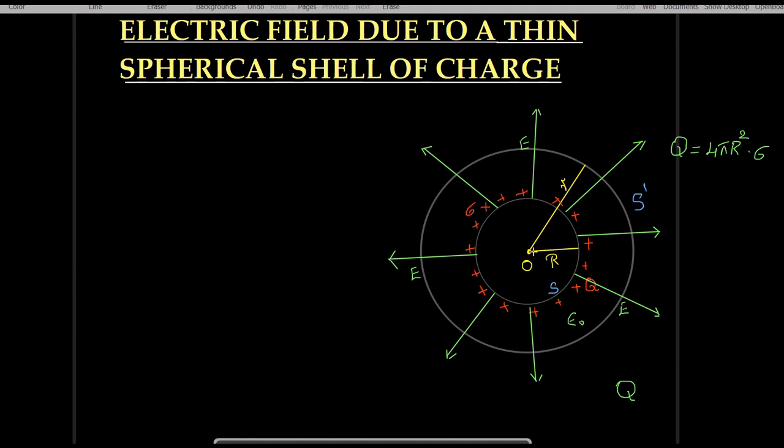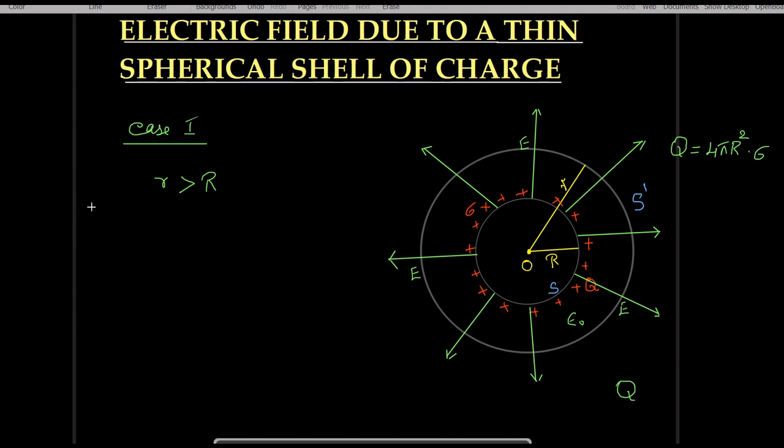Now we calculate what is the electric field capital E on the Gaussian surface S dashed, where the Gaussian surface is of radius small r and small r is greater than capital R. Let us consider this as case 1. Here the Gaussian surface encloses the charge Q. Charge Q is well inside the Gaussian surface.